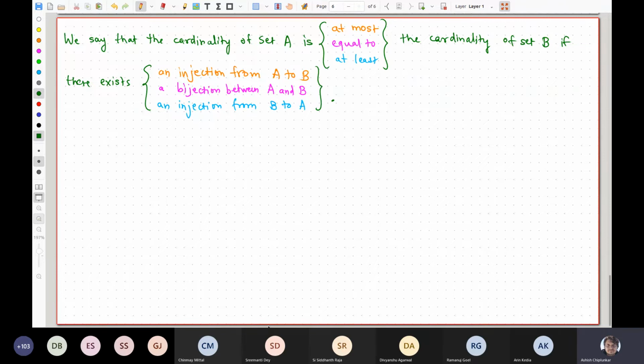Okay, so this is the way we will compare the sizes of infinite sets in particular. For finite cases, or when one of the two sets is finite and the other is infinite, the answer is obvious and it agrees with this notion.